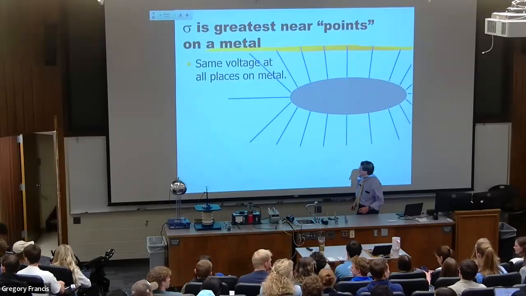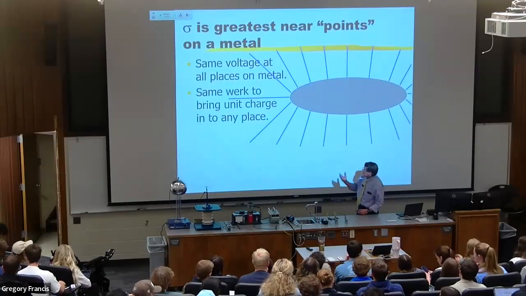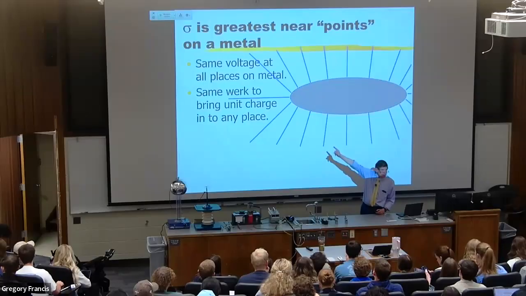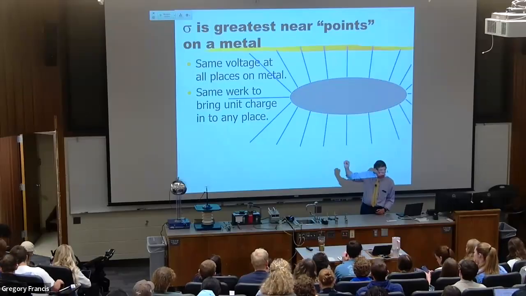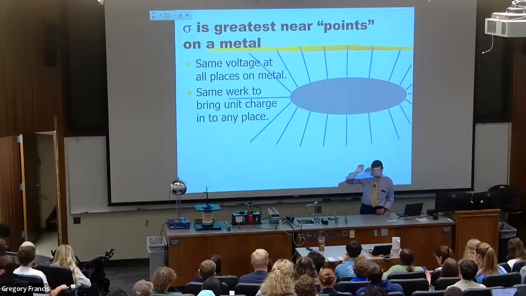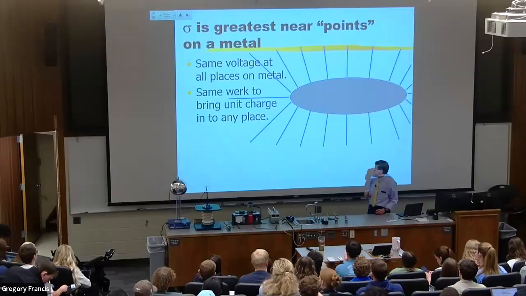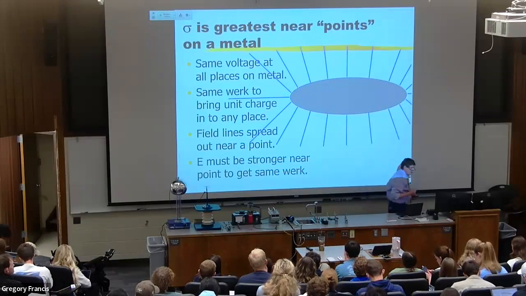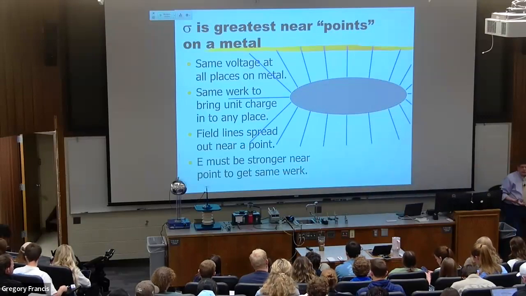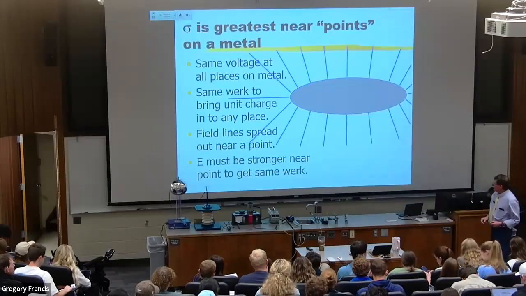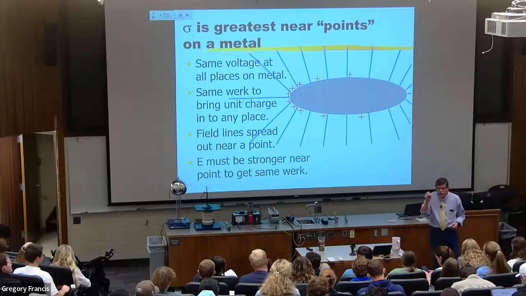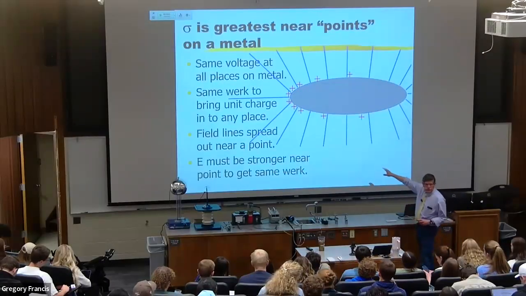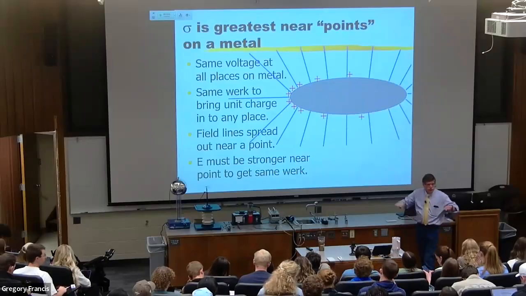Now, what that means is that if I have to do the same amount of work, I must be doing a whole lot of work when I get close to that point. And that means I'm fighting a huge electric field. Okay. Now, I know that electric field is caused by charge, by surface charge in this case. And so that means I'm going to have a very high concentration of charge near a point and not so much concentration where it's more level.